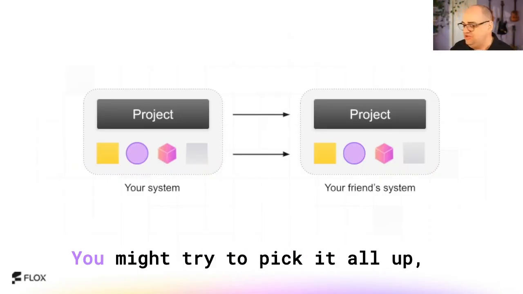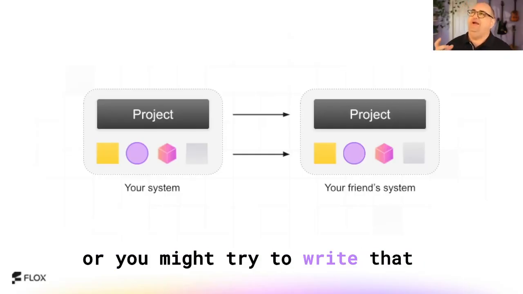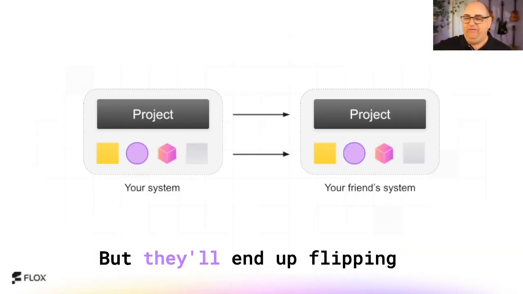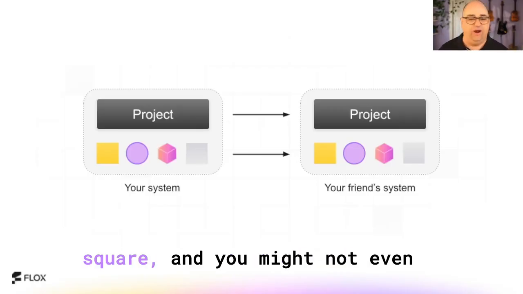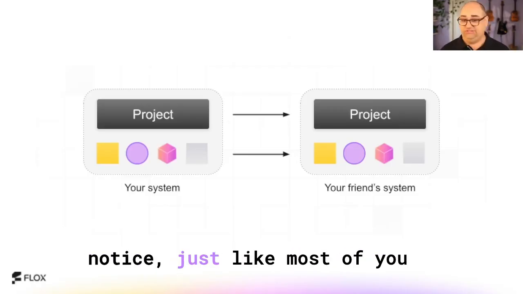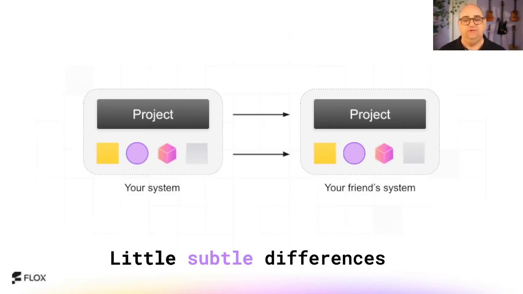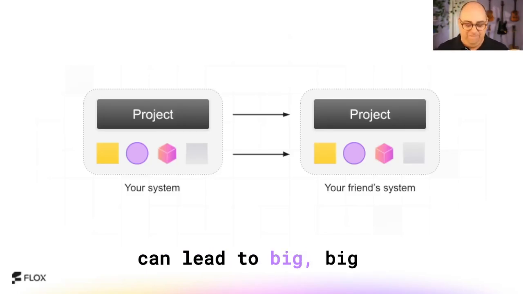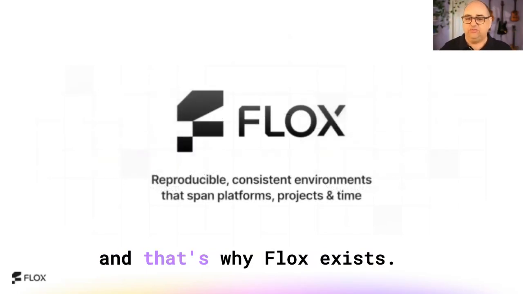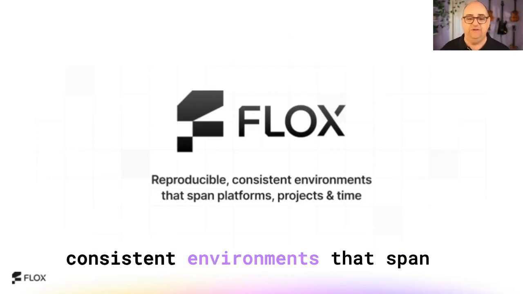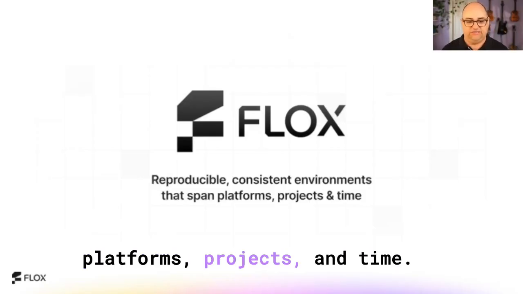Also, it's very difficult when you've got this collection of software to move it from your system over to your friend's system. You might try to pick it all up, or you might try to write that perfect README file that helps your friend build what you've built, but they'll end up flipping the gradient on that last square, and you might not even notice, just like most of you didn't notice that gradient is flipped on that last square. Little subtle differences can lead to big differences in outcomes. And that's why Flox exists, to help you build reproducible, consistent environments that span platforms, projects, and time.